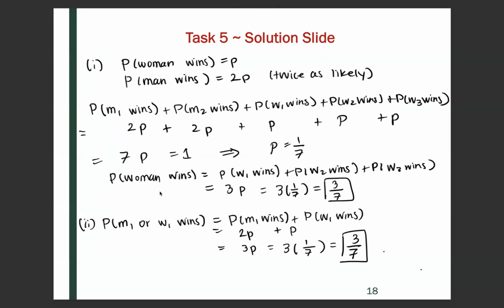So the probability that a woman wins equals the probability that woman 1 wins, plus the probability that woman 2 wins, plus the probability that woman 3 wins. Each of these probabilities is P, so that equals 3P. We know that P equals 1 over 7, so 3 times 1 over 7 is 3/7.